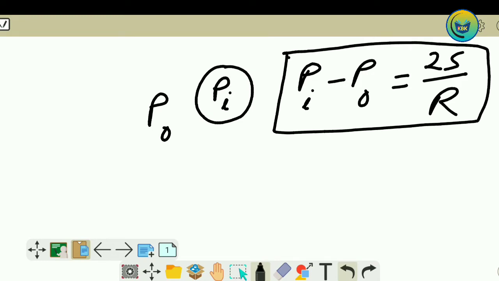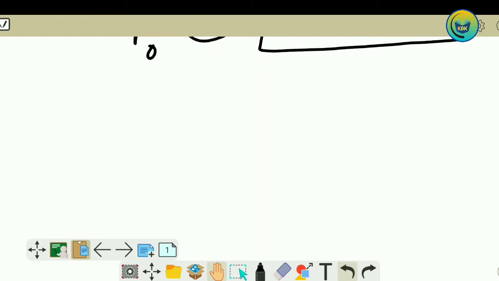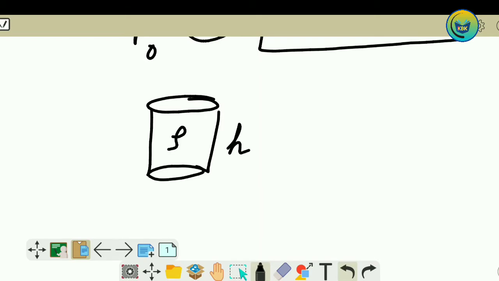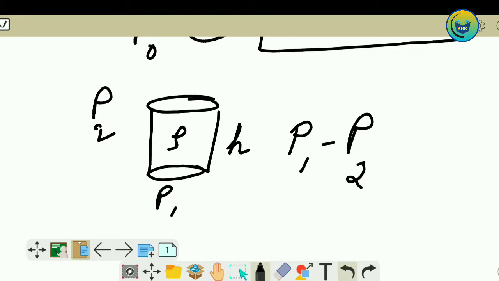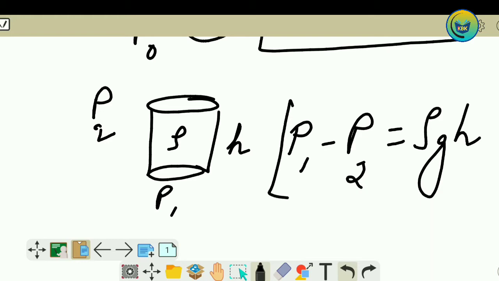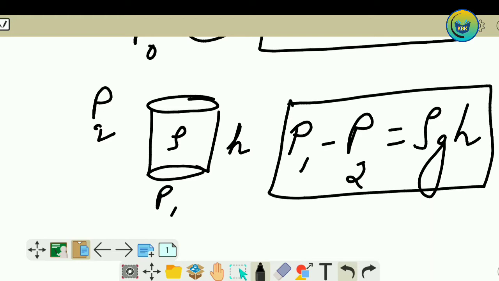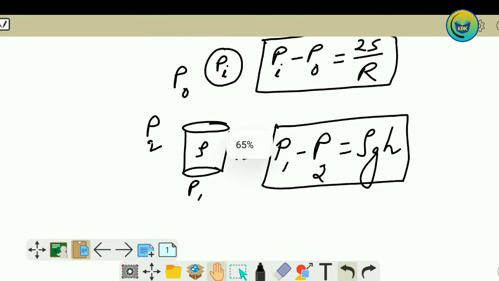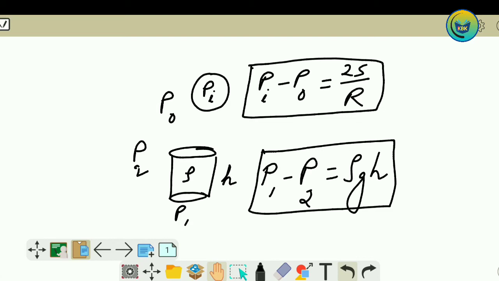And one more theorem: when you have a liquid column like this, of height h and density rho, the pressure difference between the bottom and the top is given by P1 minus P2 equal to rho gh. We will use these two equations in calculating the capillary rise or fall. So let me focus on the capillary rise.